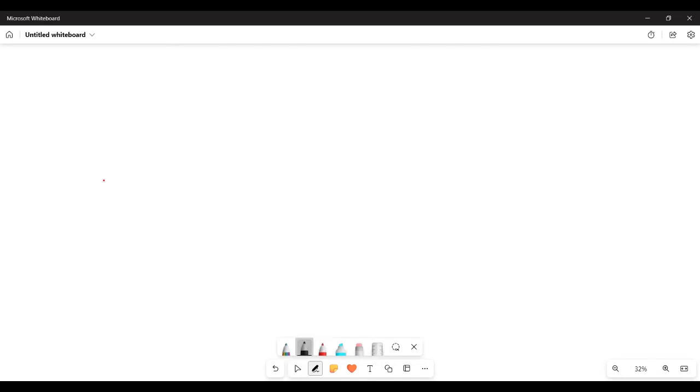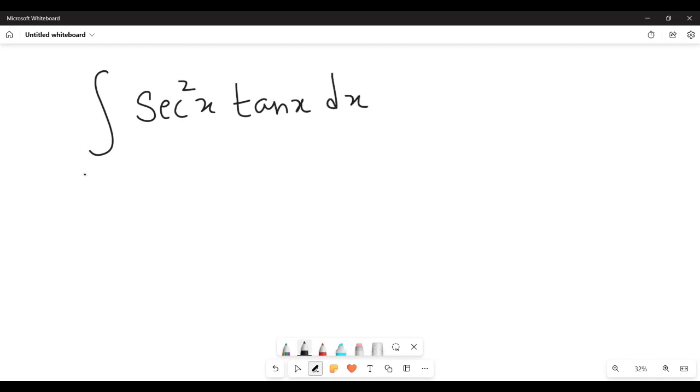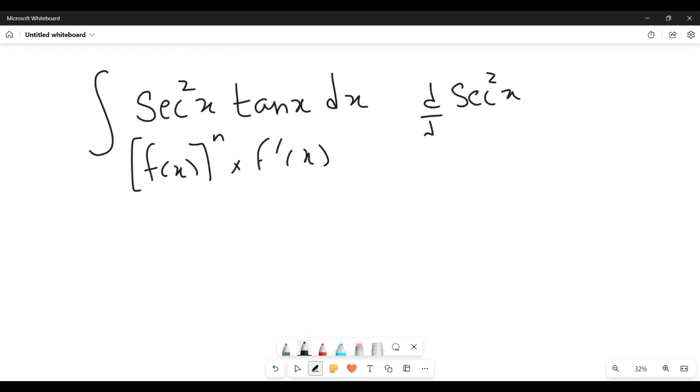Next would be integrate secant square x tan x dx. We do have a function with the power on it. Do we have the derivative of it with us? What is the derivative of secant square x? We haven't studied the derivative of secant square x.